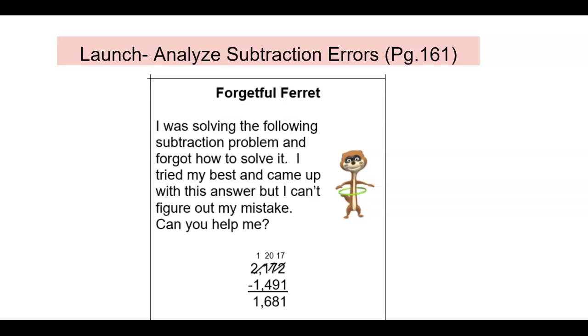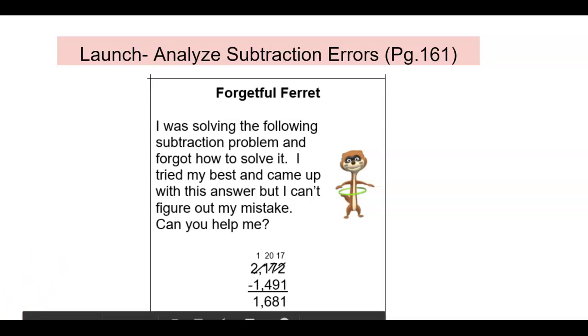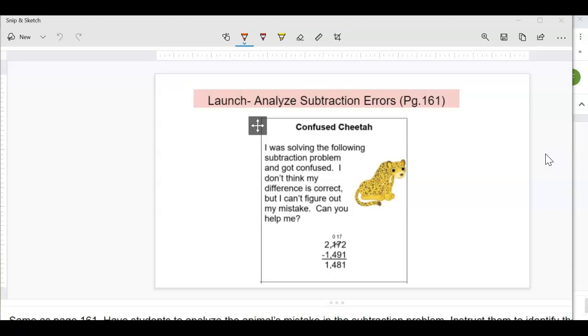They can't figure out what their mistake was, but they know that their answer is wrong. So your job is to do the rest of these, go on and figure out the mistake and make the corrections. So I'll pause for you guys to do that, and we'll solve them together. We'll go over them. So let's take a look at the confused cheetah. And the problem here is 2,172 minus 1,491. And the cheetah has an answer of 1,481.